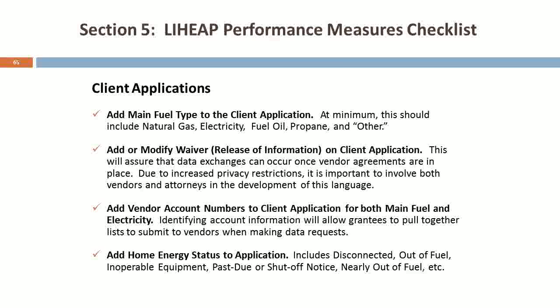But having an applicant or two take a look at your draft application and see if they can actually fill it out, or even having an intake worker act on behalf, knowing what they know about clients, to test it and make sure you're asking the questions in a way that is meaningful and where you're going to get the best information is really important. Making sure you modify the release of information. And once again, we're saying vendors and attorneys in the development of this language is important. It should be as collaborative as possible. Adding vendor account numbers to the client application, both for main fuel and electricity, regardless of where the payment is being made. And adding home energy status to the application will allow you to get the information that you need in order to collect and report data related to performance measures.